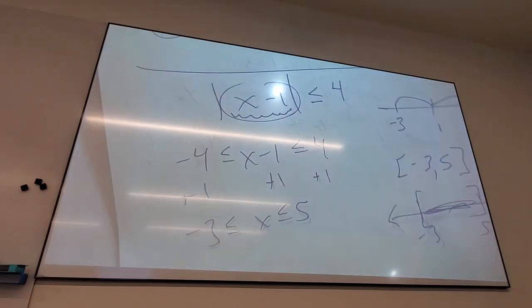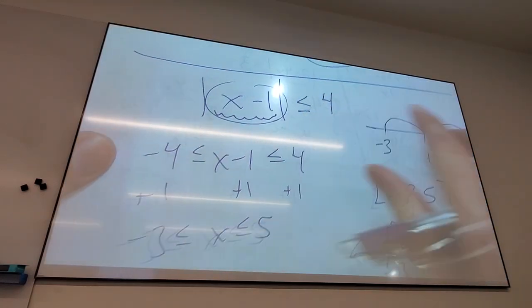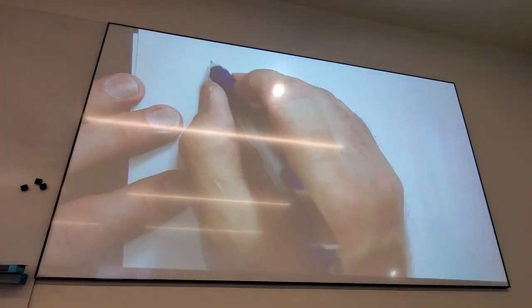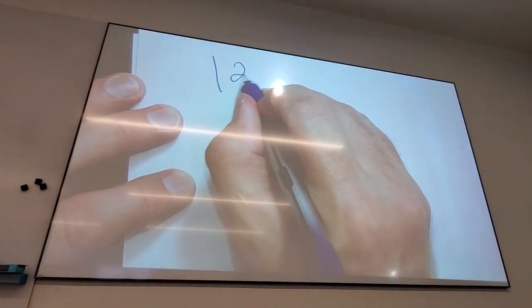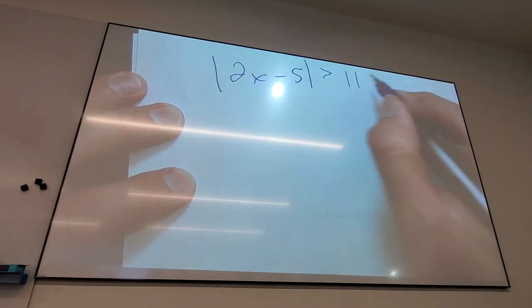All right. So what if it was a greater than? So let's see, what if we had 2x minus 5 is greater than 11.